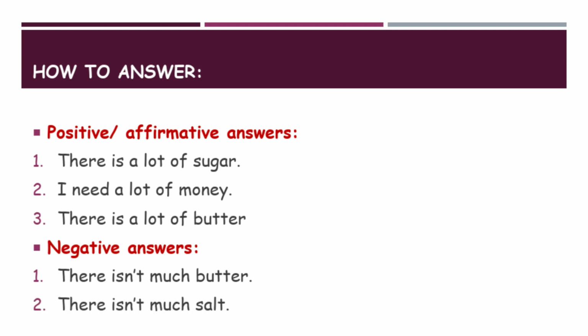Example number 2, there isn't much salt. So here again we used much in our negative answer, of course with the verb conjugated in the negative form. That's what makes it a negative answer. Okay, very good.